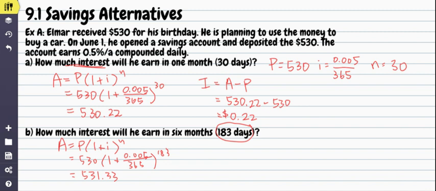And again, we want to find the interest. How much interest will he earn? So I equals A minus P. So 531.33 minus 530, we get $1.33. Okay, so you're earning money by just leaving it in the bank. You might not be earning awesome interest, but you're getting something. You get something out of it.